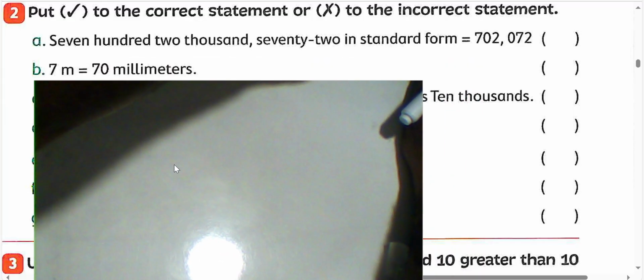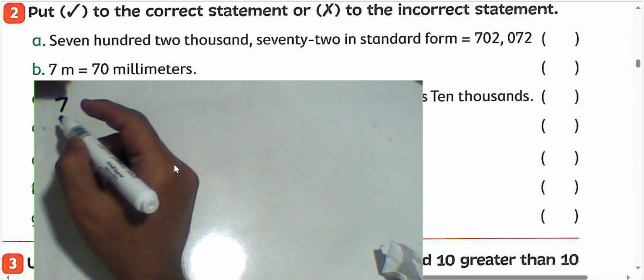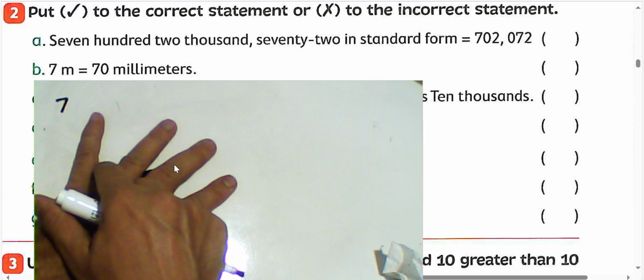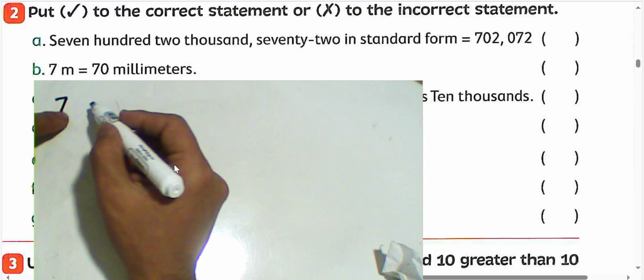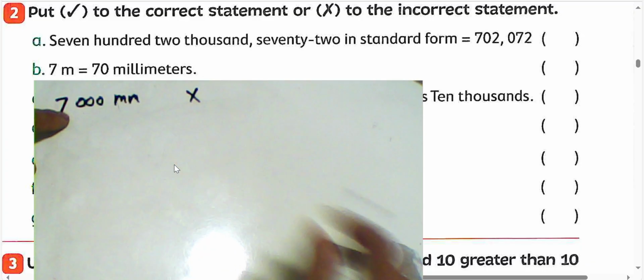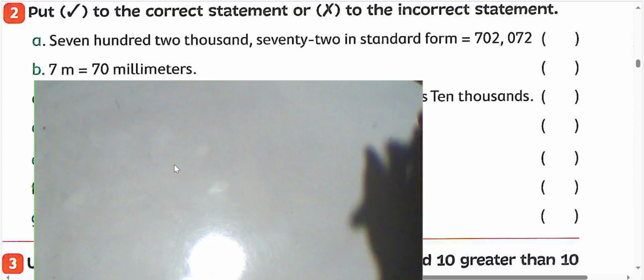Question letter B. 7 meter and 70 millimeter. We can convert from meter to millimeter by multiplying by 1000. Then 7 meter will be 7,000 millimeter, so B is false. The result must be equal to 70,000. Okay, next question.